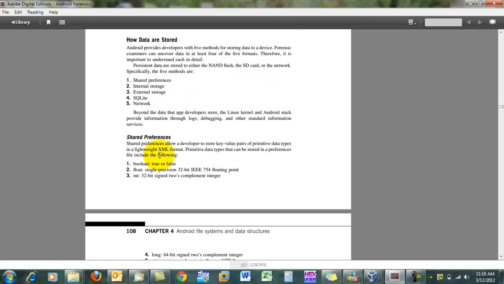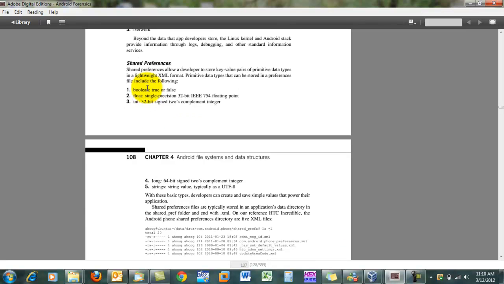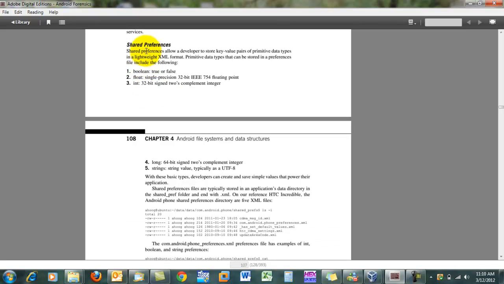Let's look at the very first method called the shared preference. We look at what are shared preferences. Shared preferences are nothing special. It's just an XML file. An XML file is just a normal text file with a lot of data inside. So it's just an XML file with some predefined data types.